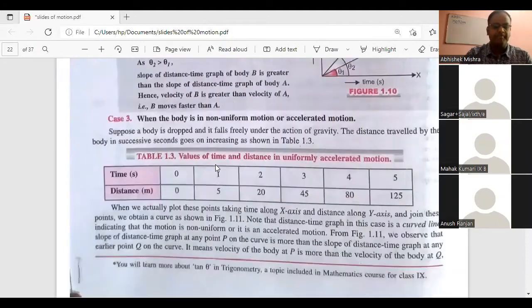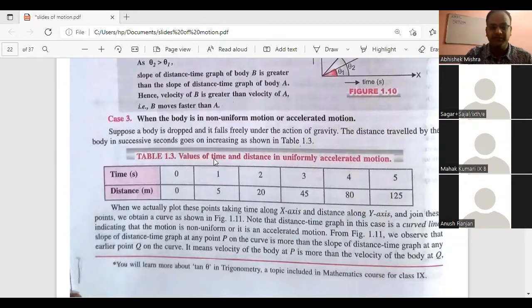So suppose a body is dropped and it falls freely under the action of gravity. We all know that when a body is being dropped, its motion gets accelerated. Why does its motion get accelerated? Because it is under the attraction force of gravity. So the distance traveled by the body in successive seconds goes on increasing.